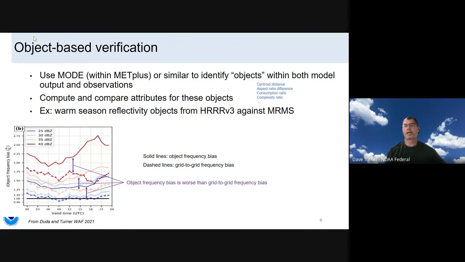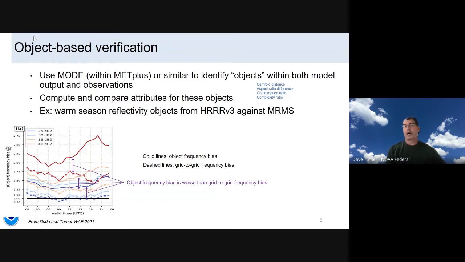Some of the things you might look at is the distance between the centroids of the objects, or the aspect ratio differences between the object in the model and the object in the observation, the complexity of the objects in one versus the other. And so I'll give an example of looking at reflectivity objects in HRRR version 3 against the MRMS for warm season reflectivity. And so what you can see is if we use traditional grid-to-grid frequency analysis, those would be the dashed lines. And the different colors of the dashed lines are showing different reflectivity thresholds.